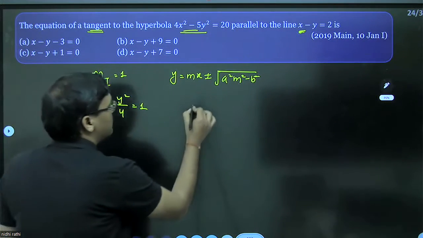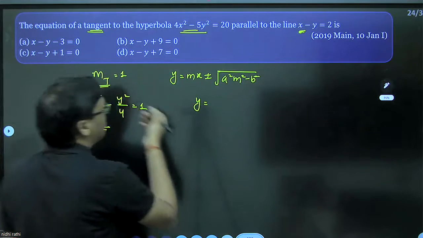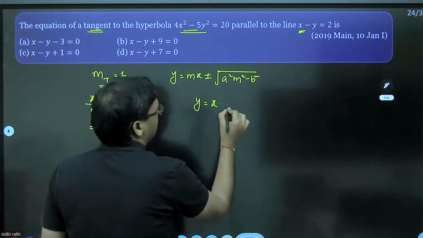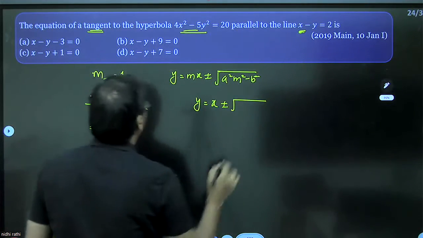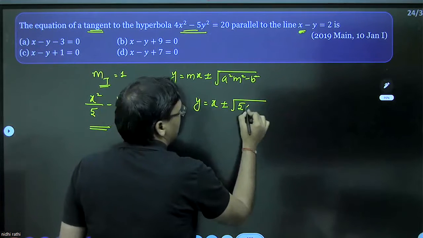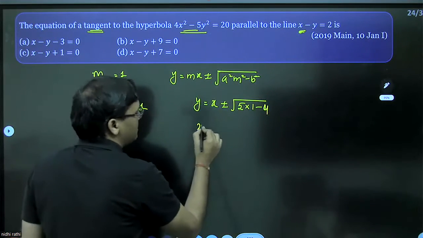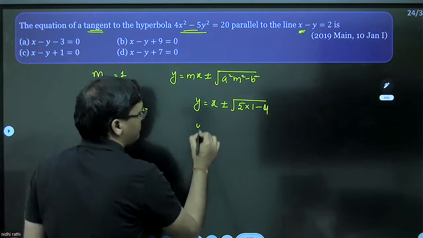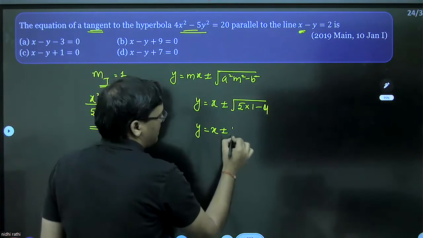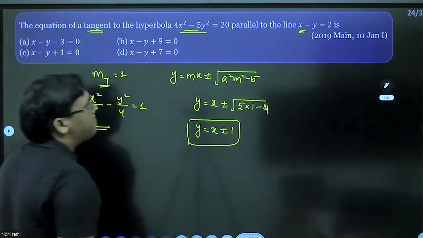So what is this? y = m x ± √(a²m² − b²). What is the slope of the tangent? 1. So y = x ± √(a²·1 − b²). What is a²? 5. m² is 1, minus b² which is 4. So what is the tangent? y = x ± 1. So this is the answer.